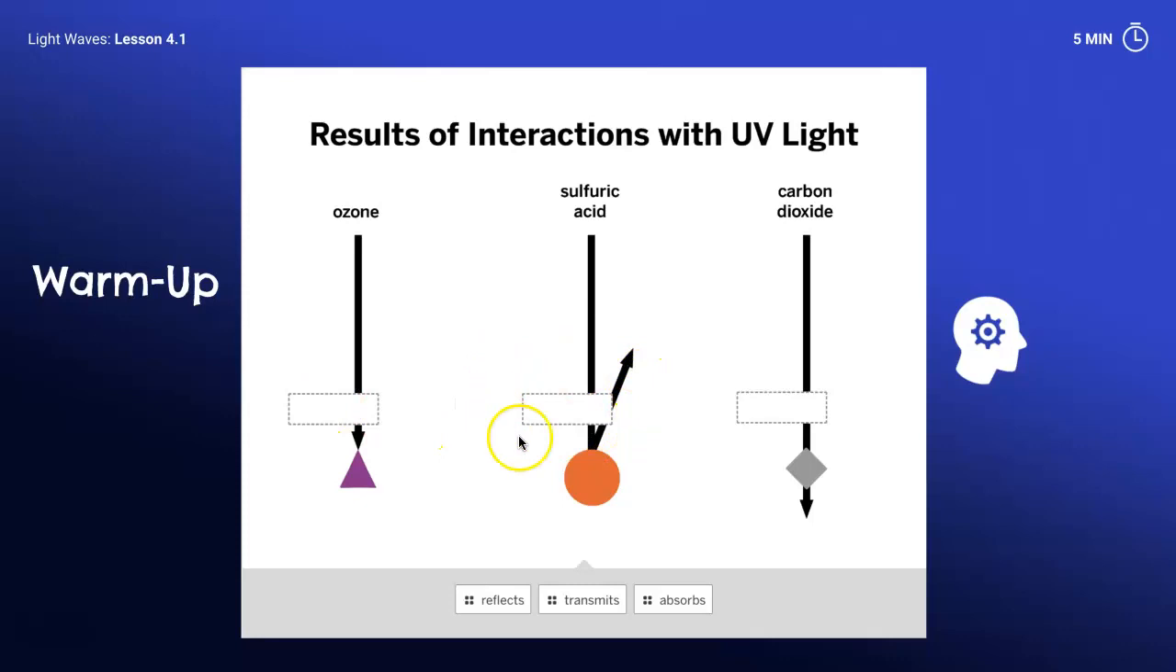And which one would the sulfuric acid be? And which one would carbon dioxide be? Now these were pretty simple, so hopefully everybody got them all right.